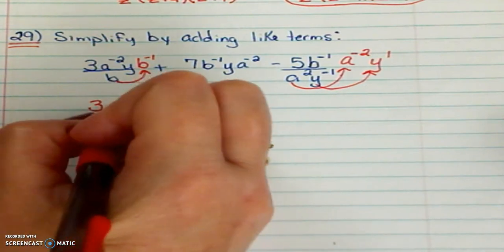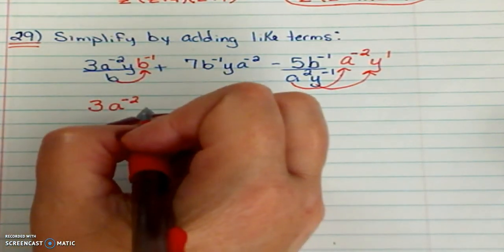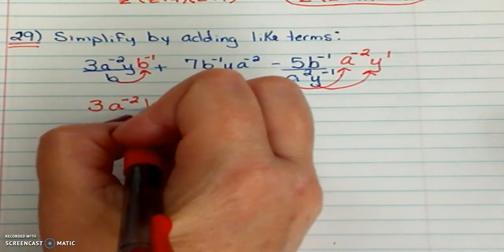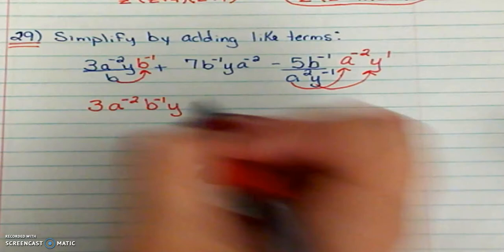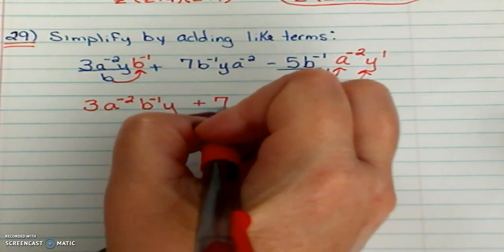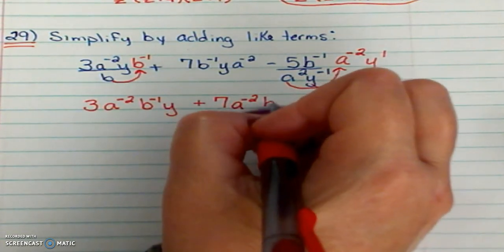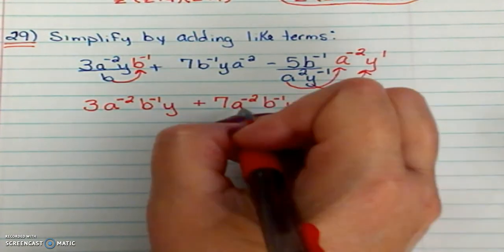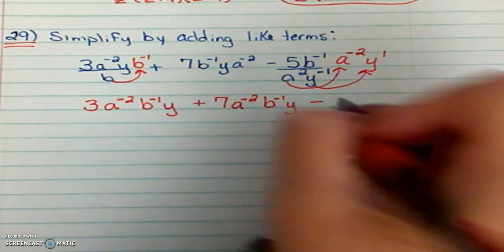So your first term is 3a to the negative second, and I'm just going to put them in alphabetical order. So you have a to the negative second, b to the negative first, and y, which there's no exponent, that means y to the first. Your second term, if I put them in alphabetical order, which they do not have to be, I'm just doing it to help us recognize which ones are like terms. You end up with a to the negative second, b to the negative first, y to the first.